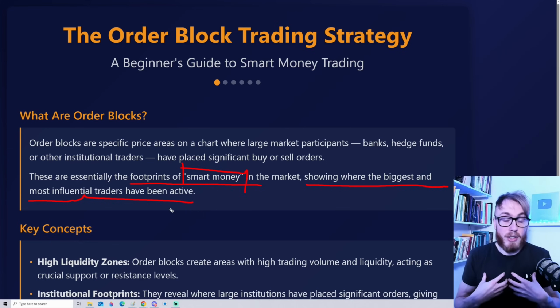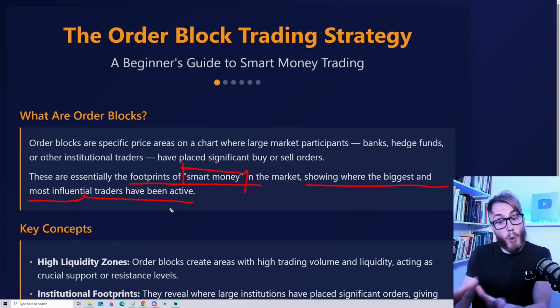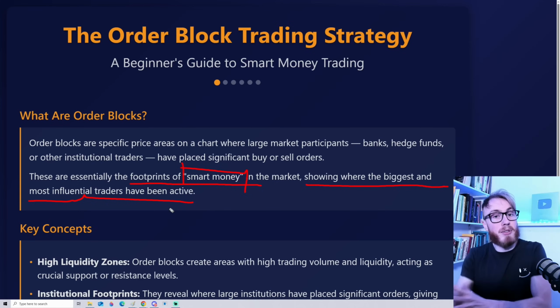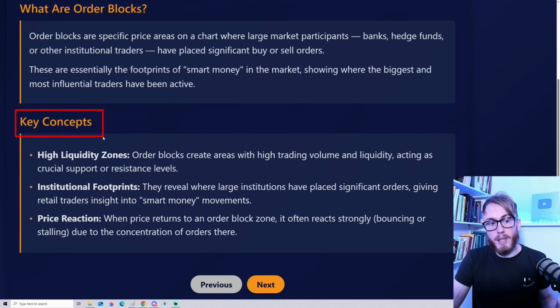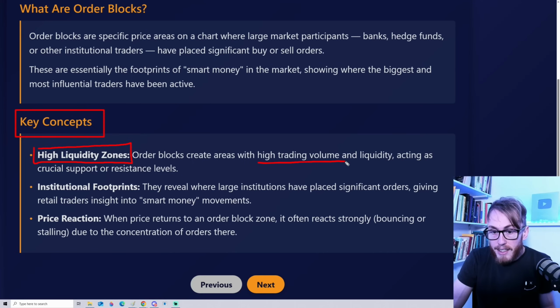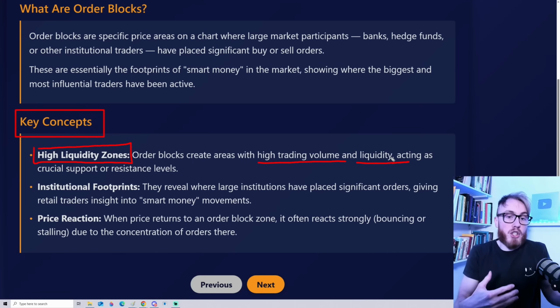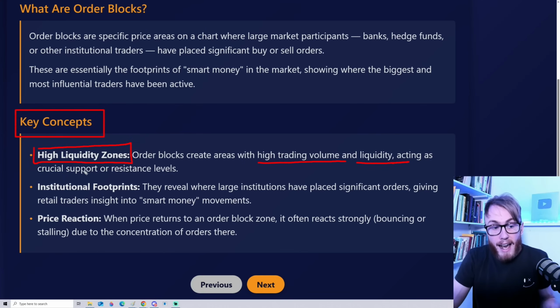And us retail traders like me and you can hopefully use the knowledge about the smart money to actually trade in the same direction, and as a result make money. But now then, what are the key concepts you need to know about when it comes to order blocks? Well, the first concept you need to know about is high liquidity zones. And what do I mean by this? Well, order blocks create areas with high trading volume and liquidity.